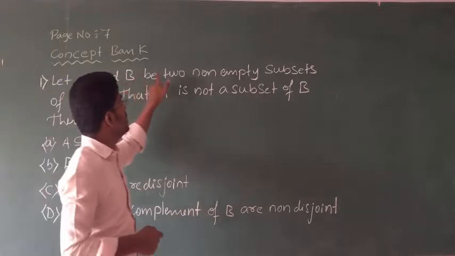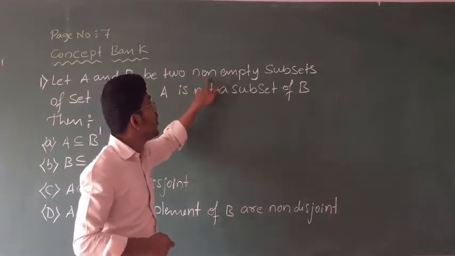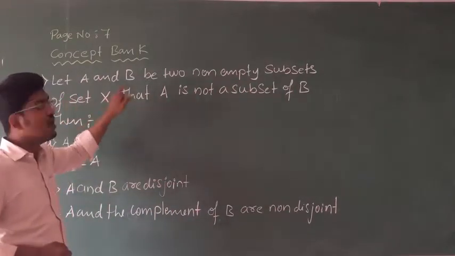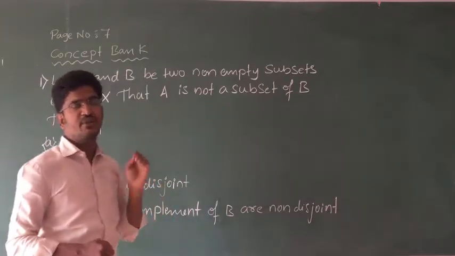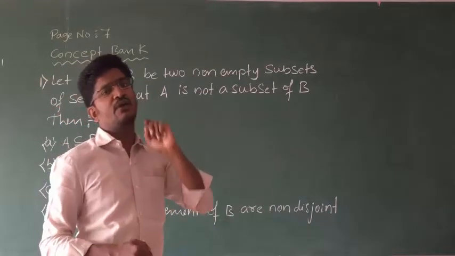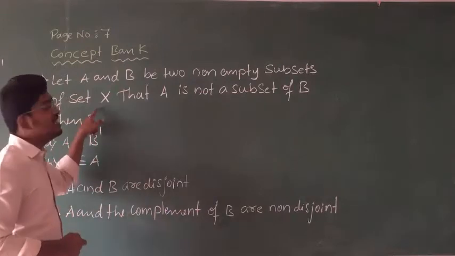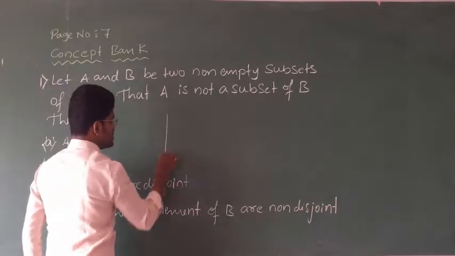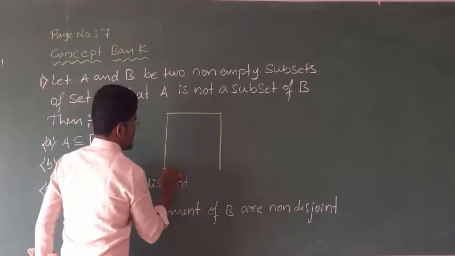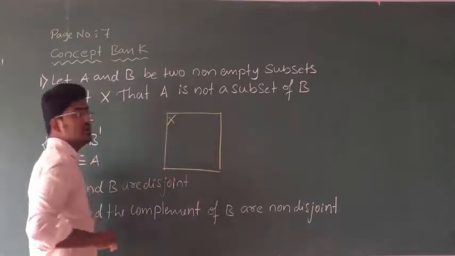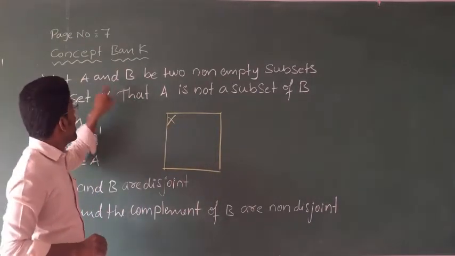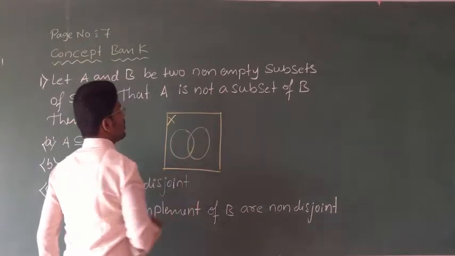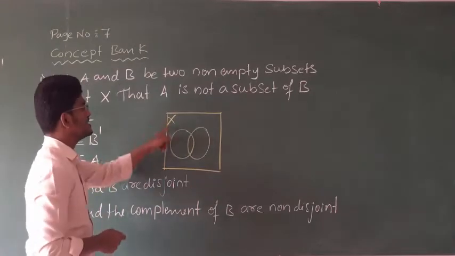Let A and B be two non-empty subsets of the set X. That means A and B are two non-empty subsets, that means A and B contain a minimum of one element in them. Clear? And they are the subsets of X. See here, I will draw the Venn diagram, so it will be very simple. I will consider this is my X. A and B are the two non-empty subsets of set X.